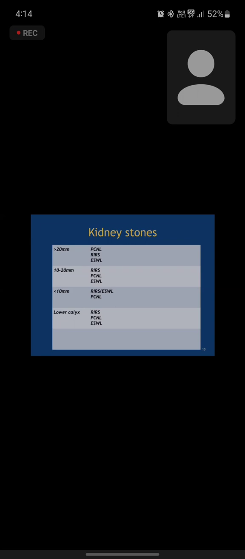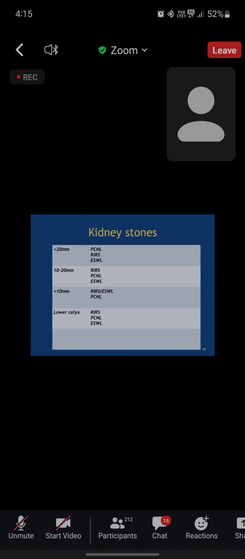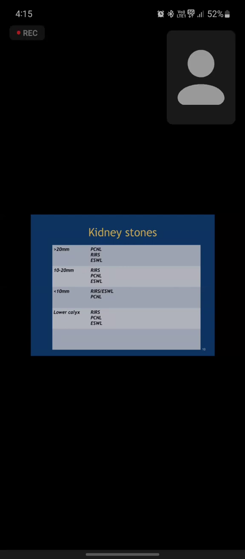For 10 to 20 millimeter stones, RIRS is the investigation of choice, that is flexible ureteroscopy with intracorporeal breaking of the stone with the laser. PCNL is the second choice. ESWL is the third choice. For less than 10 millimeter, RIRS or ESWL can be given, or if in some indicated stone with anatomically unreachable areas, PCNL can be performed.